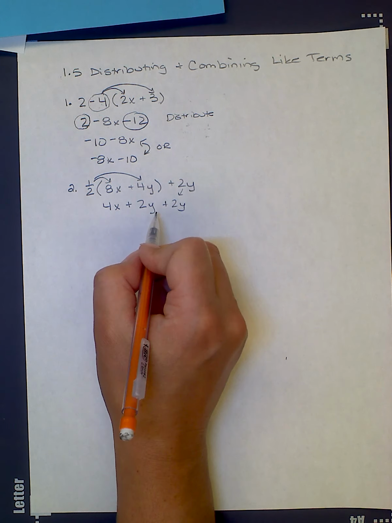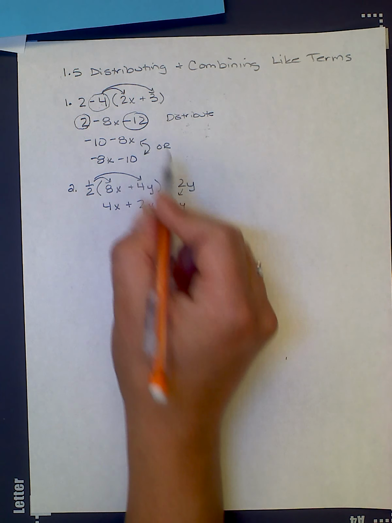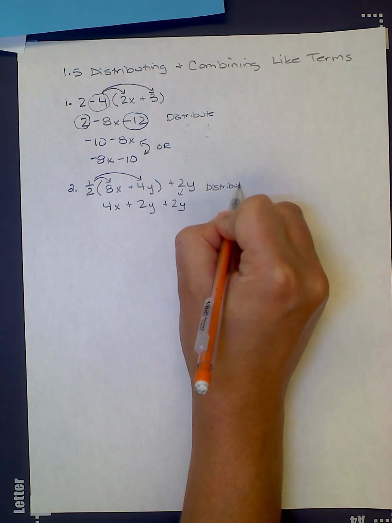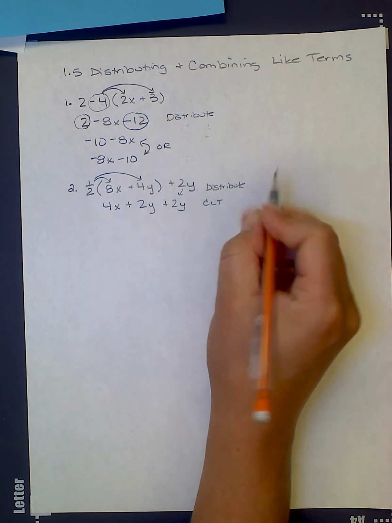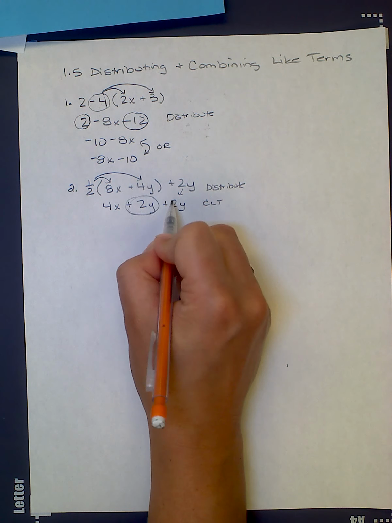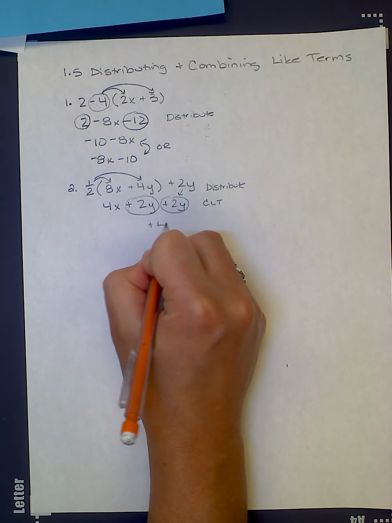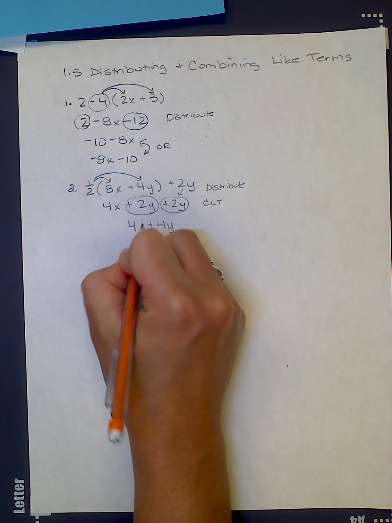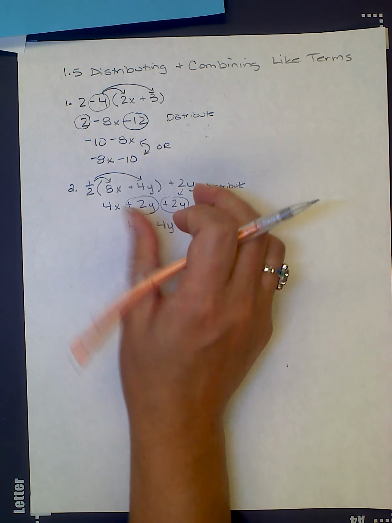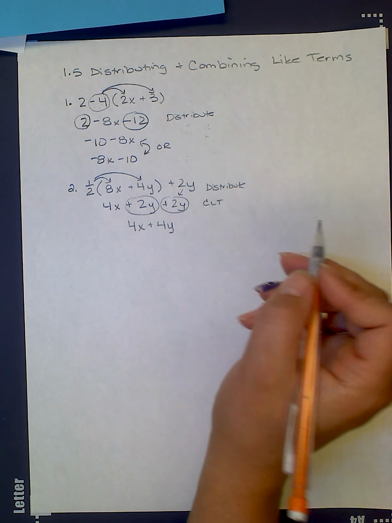Now we can combine like terms. So that was our second step over here. We're going to do the same thing here. So we distribute, and then CLT, combine like terms. So these two are the only two that are alike, positive 2y plus 2y, which gives us 4y, and this 4x comes on down. So you don't need to rearrange the order at all. You can keep it in the order that it's in and just combine the y's. Let's try another.